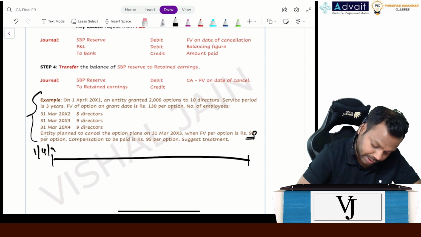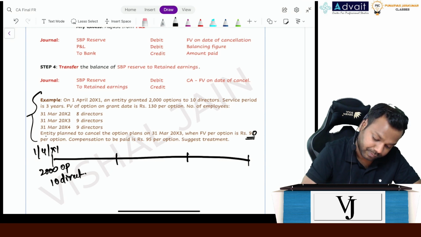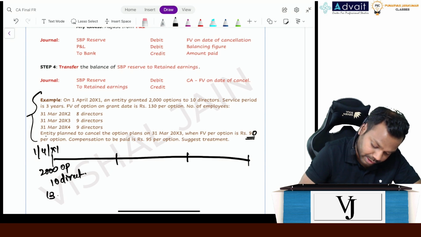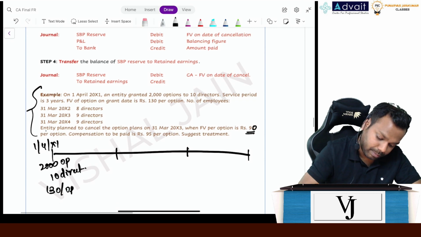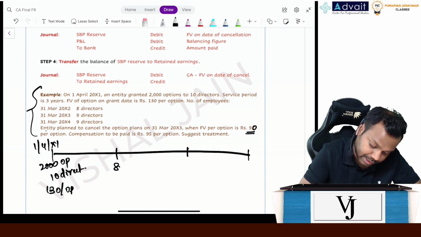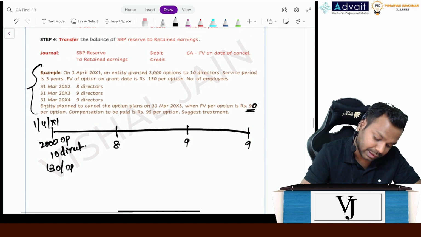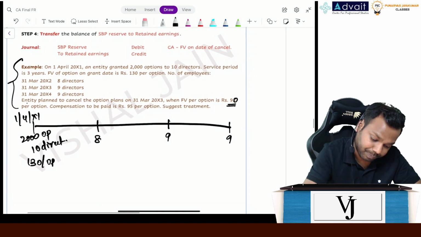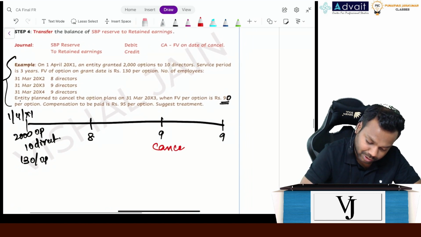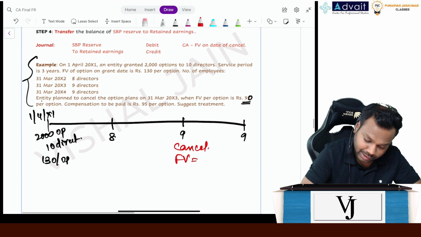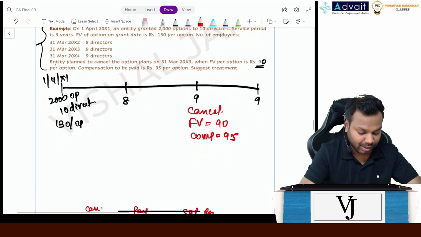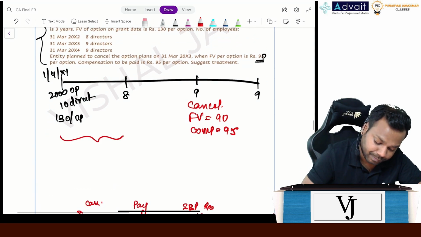On 1st April X1, entity granted 2000 options to 10 directors. Service period is 3 years. Fair value at grant date is 130 per option. Number of directors on 31st March X2 is 8, then 9, then 9. Entity plans to cancel on this date. Fair value on this date is 90 and the compensation that I have to pay is 95. Now tell me what is the amount of expense to be booked for this year.